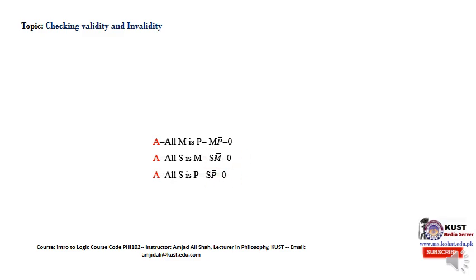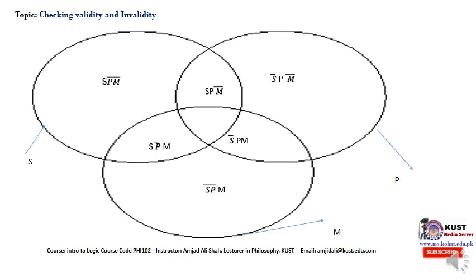Now let's move to the next slide. Now we have this diagram. We have 3 different terms: the minor term, that is S, the major term, that is P, and the middle term, that is M. Now we will have to overlap all these 3 circles, because each circle represents a specific class. And then we will put, sorry, I haven't put SPM over here.